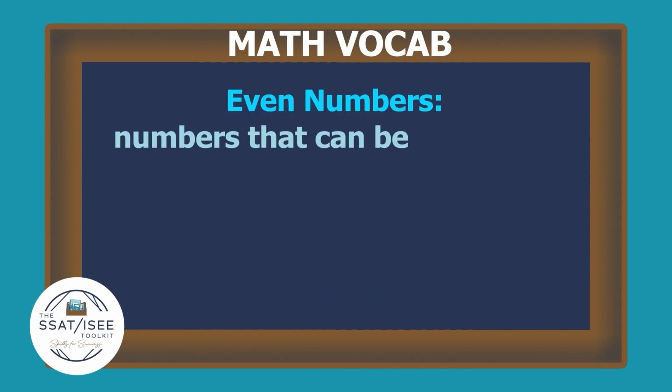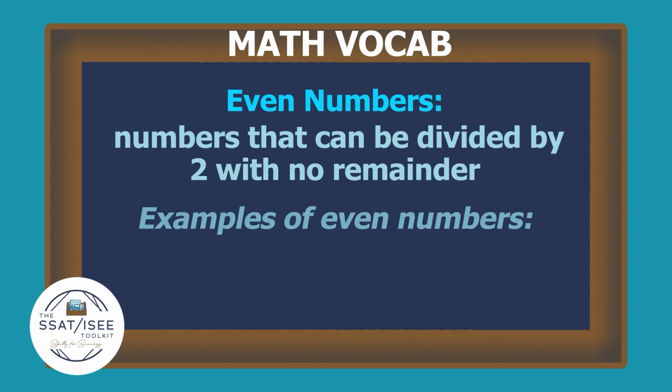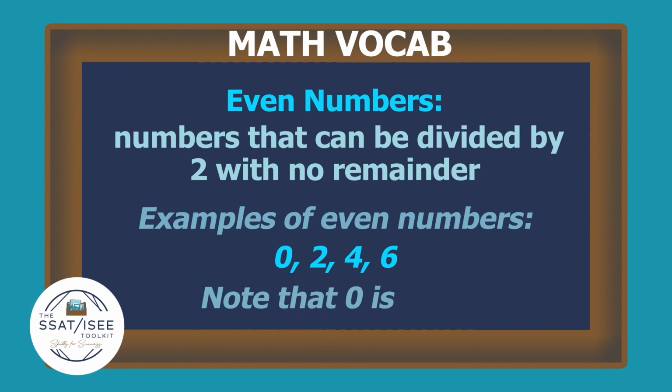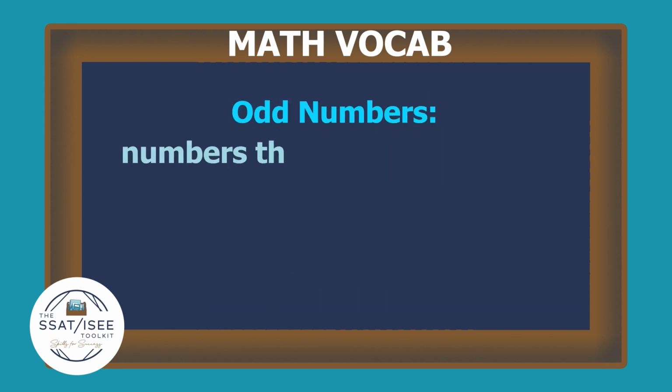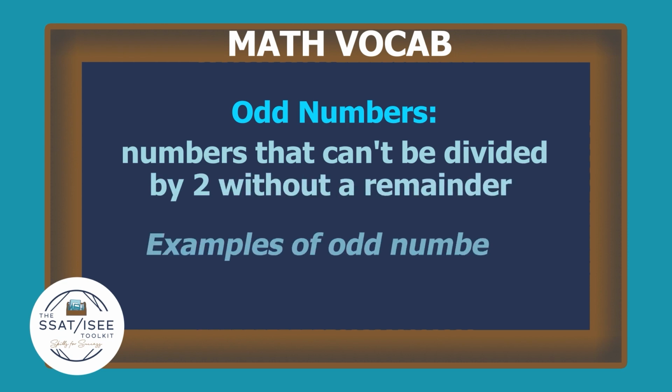Even numbers are numbers that can be divided by 2 with no remainder. Examples of even numbers are 0, 2, 4, and 6. Note that 0 is even. Odd numbers are numbers that can't be divided by 2 without a remainder. Examples of odd numbers are 1, 3, and 5.